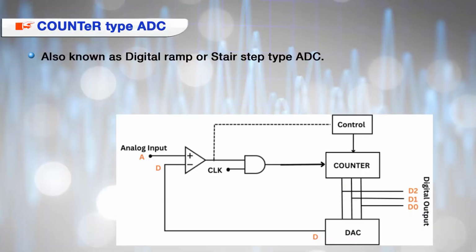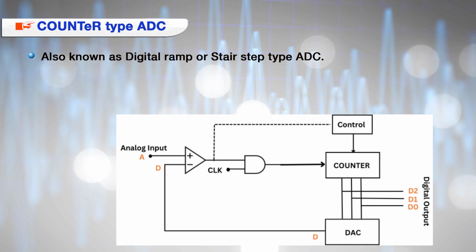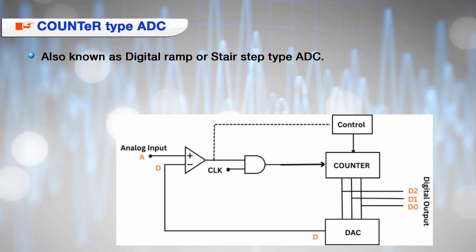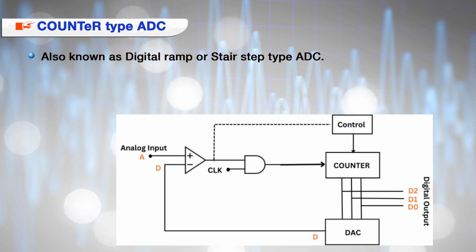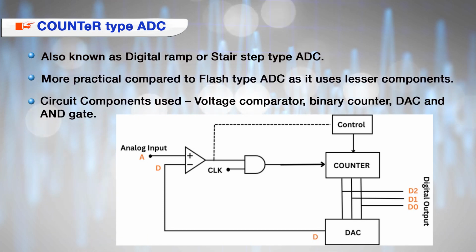Here we are going to discuss the counter type analog to digital converter, which is also known as digital ramp or stair step type analog to digital converter. Counter type analog to digital converter uses one voltage comparator, one binary counter, one n bit DAC, one control circuit, one AND gate and clock pulses. This ADC is more practical compared to flash type because it uses a lesser number of components.